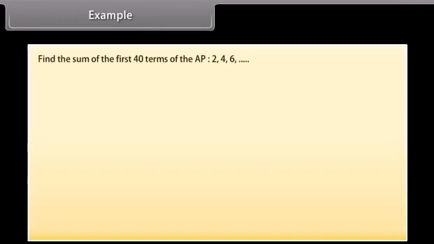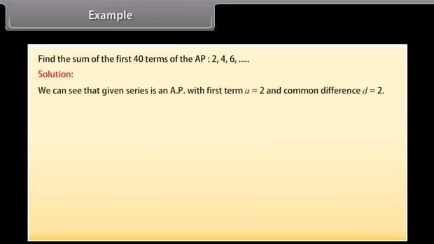Example. Find the sum of the first 40 terms of the AP 2, 4, 6, and so on. We can see that the given series is an AP with first term A equal to 2 and common difference D as 2. We have to find the sum of first 40 terms. So, n is equal to 40.